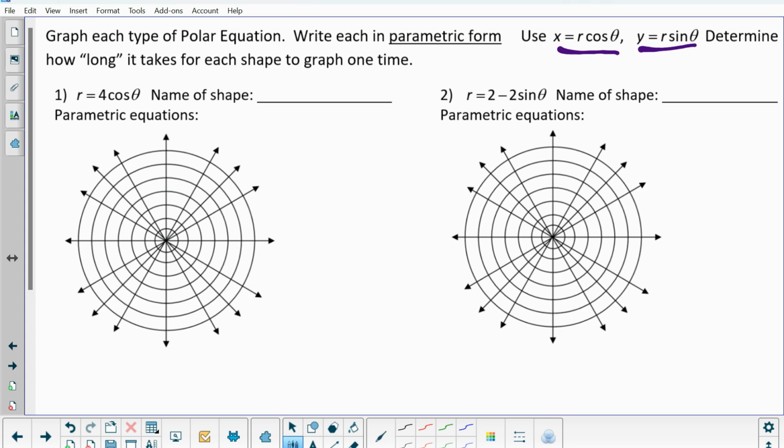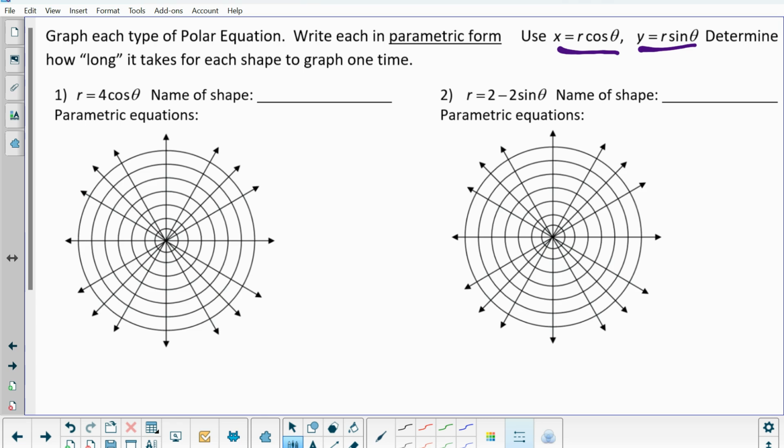X equals r cosine theta and y equals r sine theta. But we're going to use those also to write parametric equations. So when I ask you to write a parametric equation from a polar equation, this is what you're going to use to convert that. Okay, so this first one, I'm just going to go through them. And if we were in class, I would have you try and remember them, but we're just going to go through these to get them done.